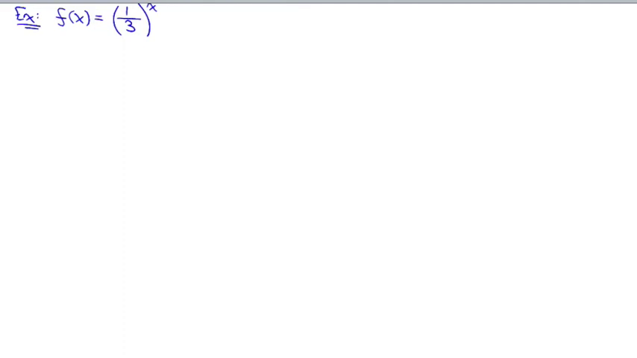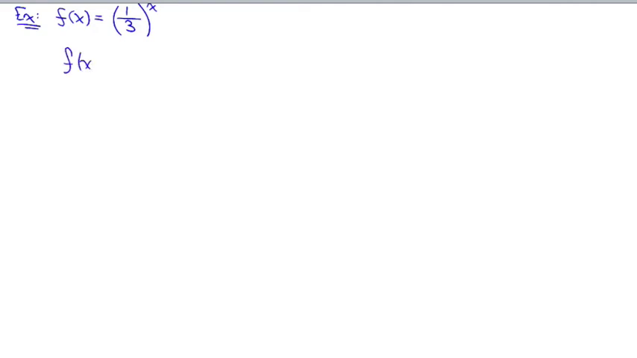1/3 raised to the x. Now, you could do the table and find out where all these things are going, or you can use that neat little trick. As long as it has a 1 on the top, it's better to write it a different way. So what's the better way of writing this? 3 to the negative x.